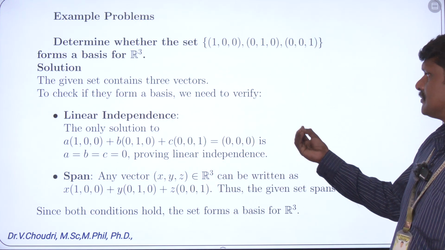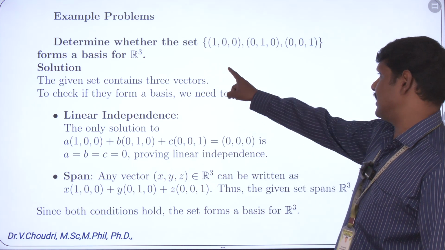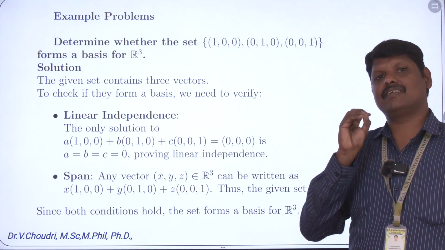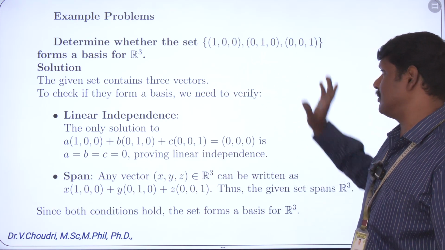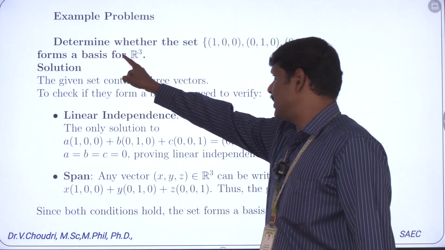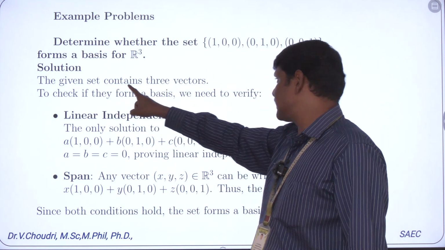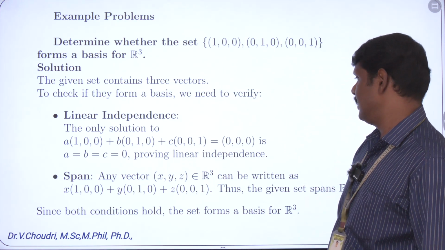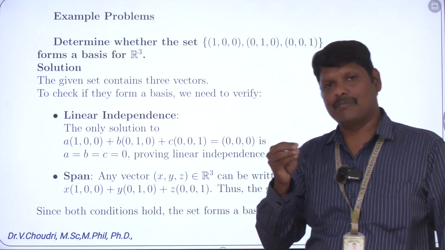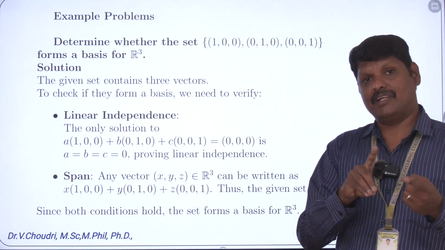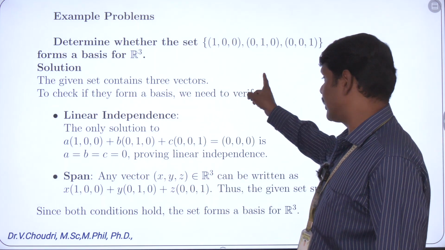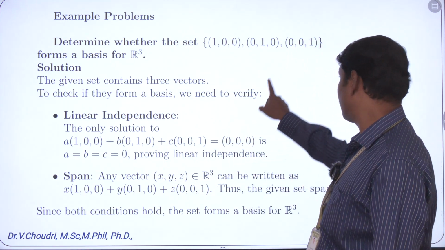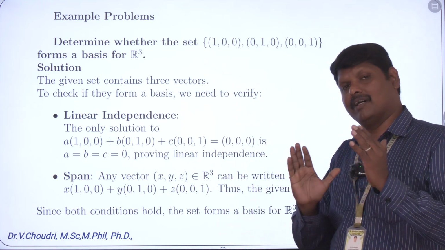Now let us see some simple problems first. Write the set (1,0,0), (0,1,0), (0,0,1). These are the standard vectors, the standard basis of R cube. The given set contains 3 vectors. We consider these as v1, v2, v3. I am choosing the scalars from the field: a, b, c. So what is the linear combination? a v1 plus b v2 plus c v3 equals, as per the condition, 0. Here there are 3 vectors only.